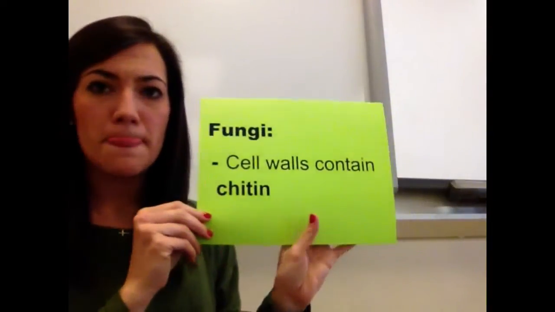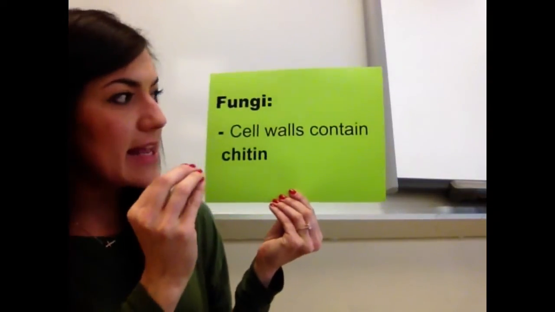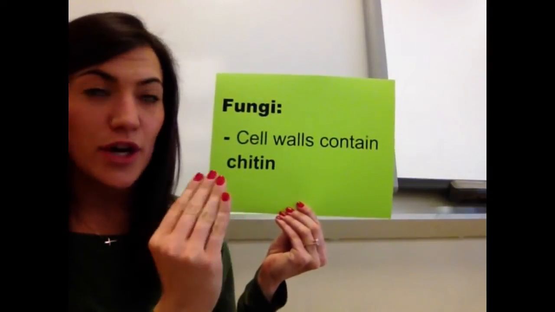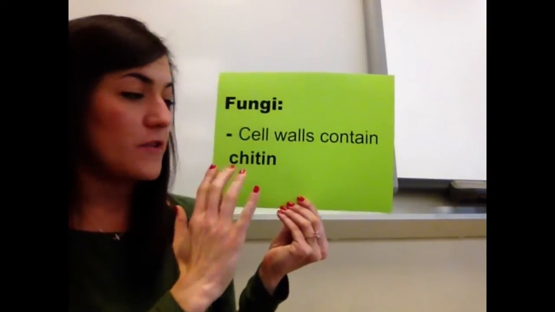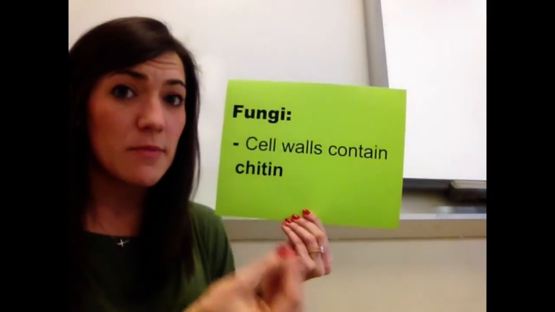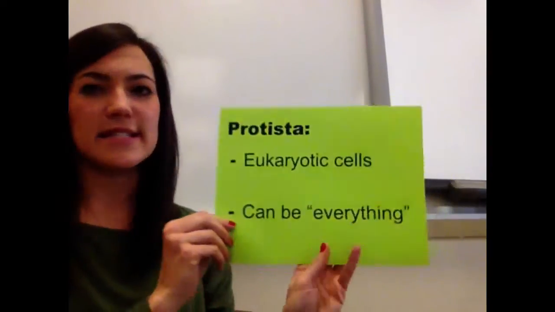The next kingdom we want to talk about is fungi, okay? And the major characteristic that separates fungi is that it has cell walls that contain chitin. That is how you say that word, chitin. So if you see this word, chitin, in a description about an organism, you automatically know it belongs to the fungi kingdom.